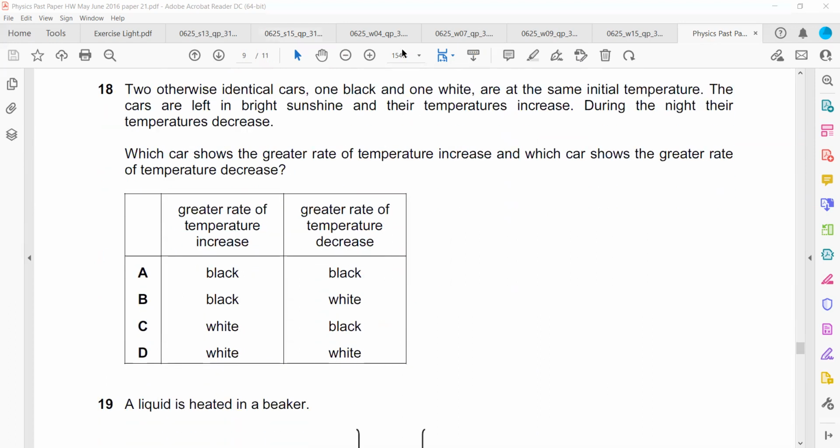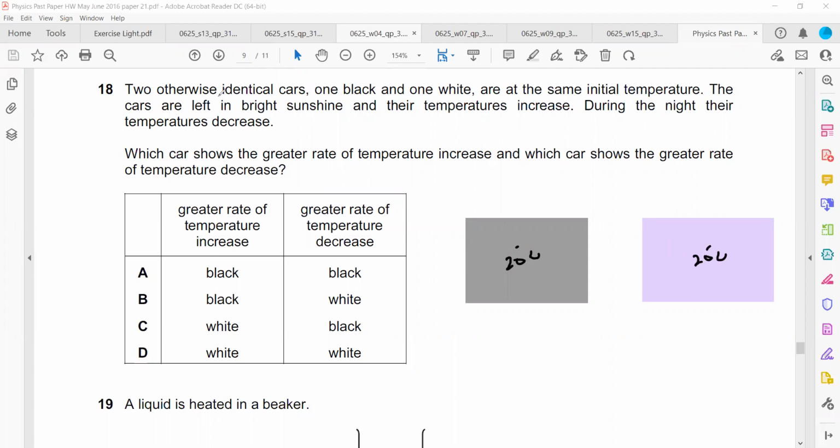Two identical cars are there. One is a black car, so one is a dark color car. Another one is a white car, a light color car. And they are at the same starting temperature. For example, if I say the temperature of the black car is 20, the temperature of the white car is also 20. The cars are left in bright sunshine and their temperature increases during the daytime.